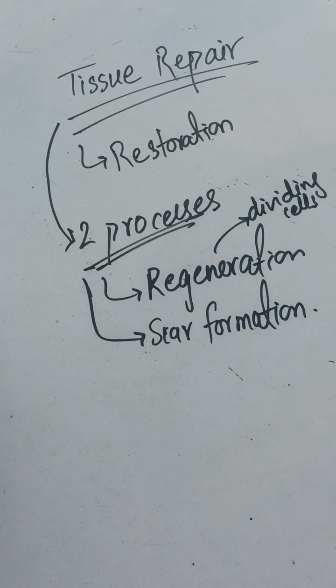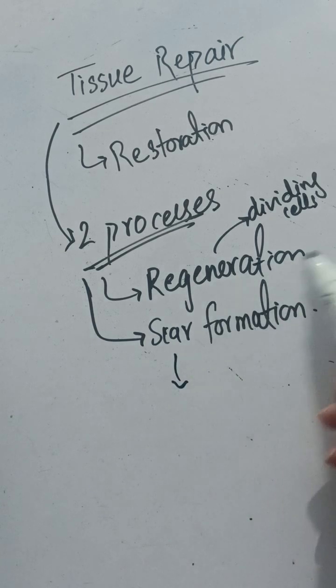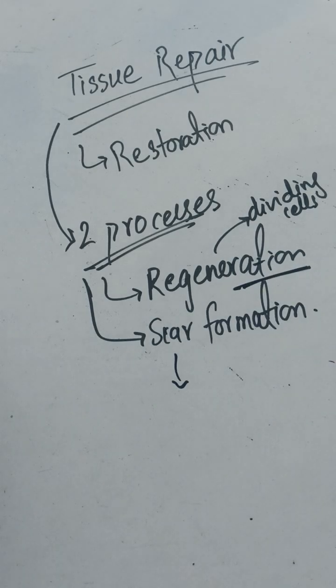Similarly, in the epithelium of the intestine, the same thing happens there. But scar formation occurs at those sites where regeneration is not possible. When a scar is formed, its structure can be similar to the normal tissue, but it cannot perform the function that the normal tissue was performing there.